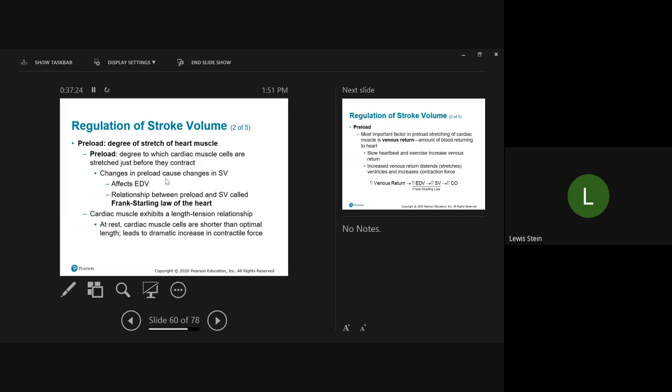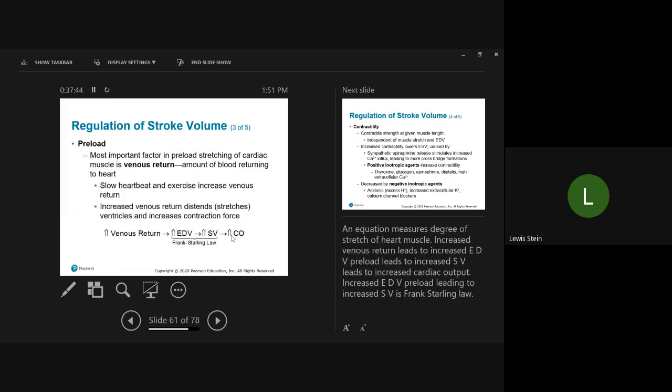When you stretch a muscle optimally, you're going to get the maximum contraction. So you have to stretch the cardiac muscle. If you overstretch it or understretch it, you don't get the maximum output that you need. So it's the length-tension relationship. At rest, the cardiac muscles are shorter than optimal. Stretching leads to a dramatic increase in contractile forces. We do stretch them. And the big player here, so it goes back to the recurring theme, venous return.